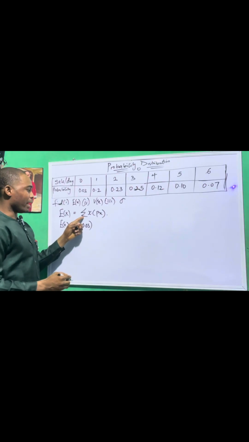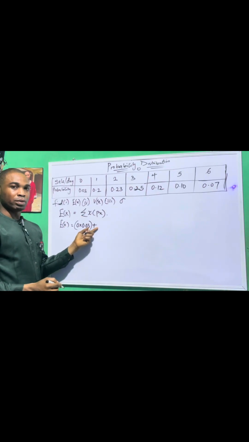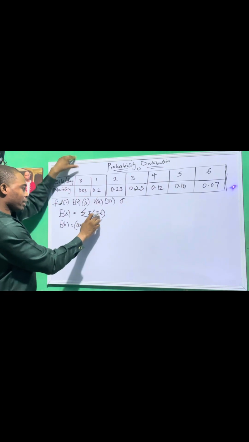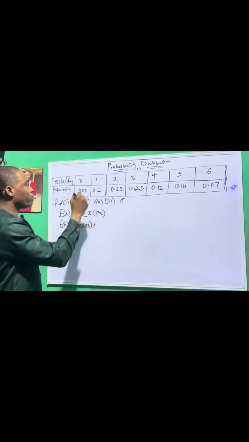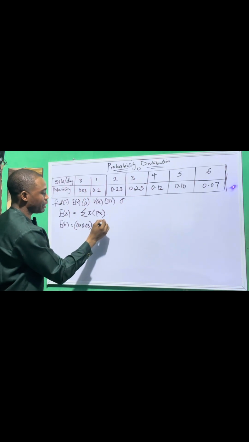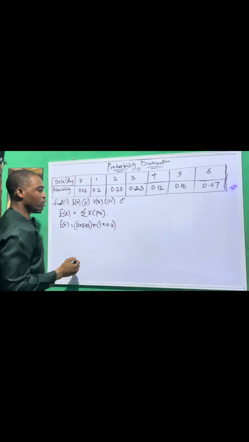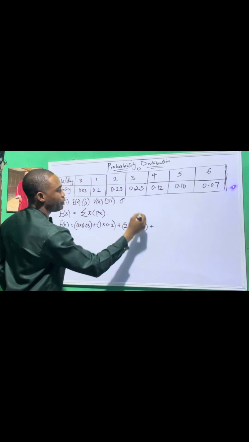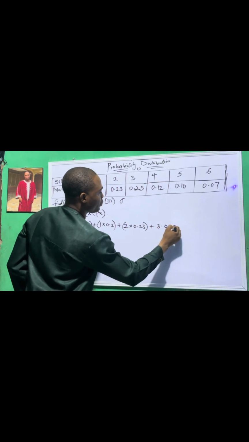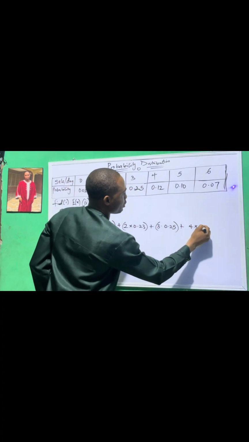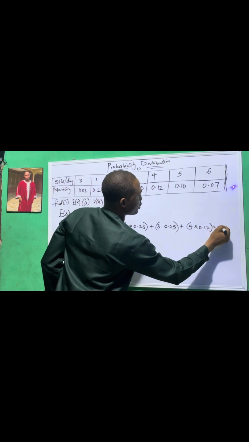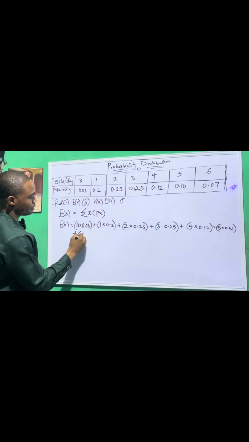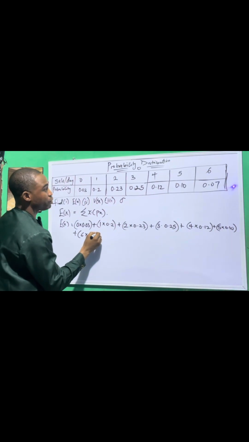Then, because we have summation in the formula, we make use of addition. We have already applied the value of x multiplied by the probability of x for the first value. The next value of x is 1, multiplied by its probability of 0.2, plus 2 multiplied by 0.23, plus 3 multiplied by 0.25, plus 4 multiplied by 0.12, plus 5 multiplied by 0.10, plus 6, which is the last one, multiplied by 0.07.